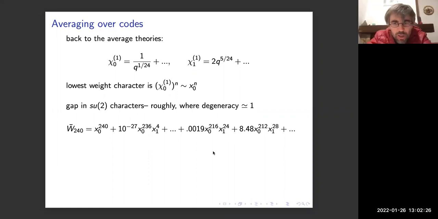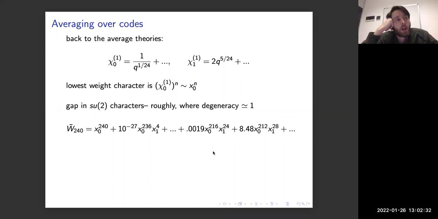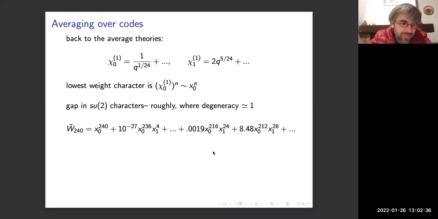Absolutely, but a theory of gravity would have a large gap even at finite C. So, well, that's not quite the case. I don't think it would work exactly for the average of the lattices either. But yeah, okay, I guess I don't know. Okay.